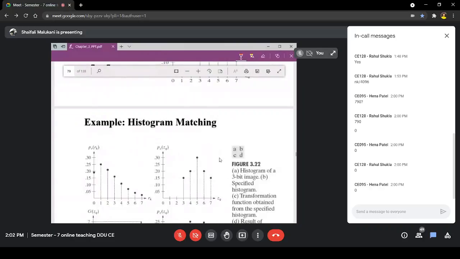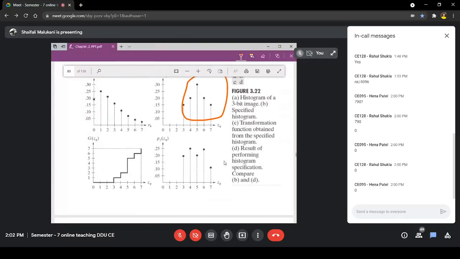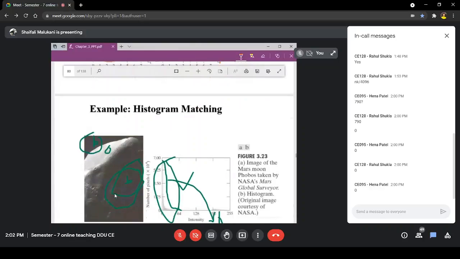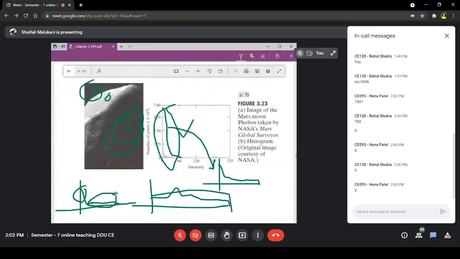Now, as we have already discussed, this was the desired one, this is what we obtained, and of course it is quite near, and this is what we had. From what we had to what we obtained is nearer to the desired. This is the transformation that we applied. So this is all about histogram matching.